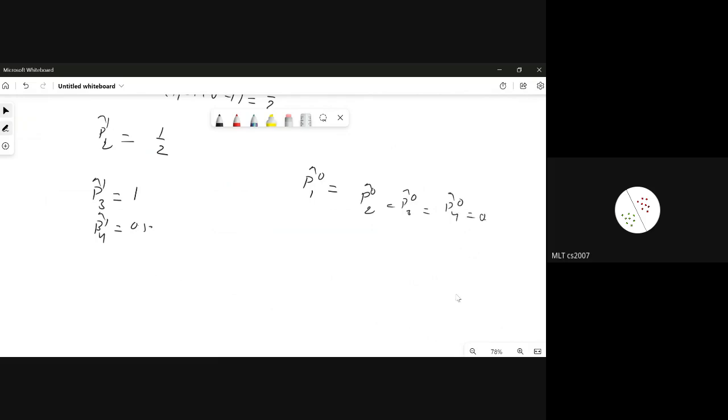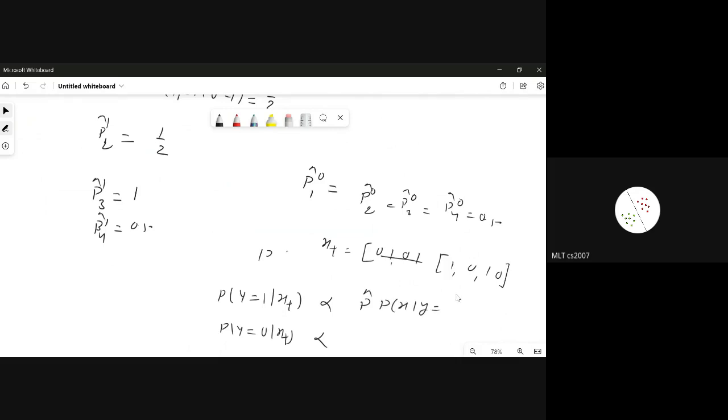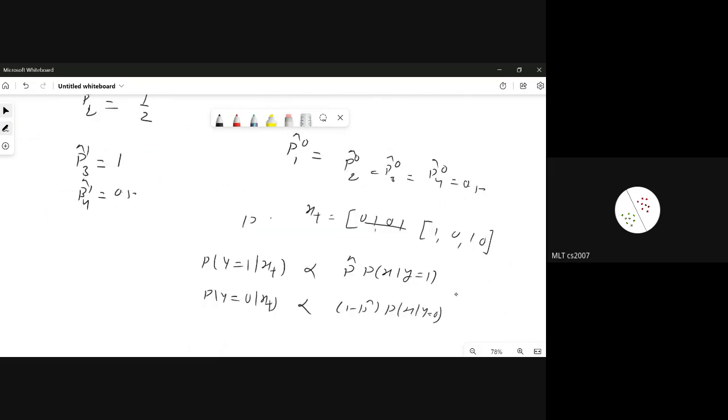Right. So now you have to find the prediction for the data point. X test is 1, 0, 1, 0. Okay. So what you will do, you will find P of y equal to 1 given the X test and P of y equal to 0 given the X test, and I will just find the proportional constant here. So this will be P of y equal to 1, which is p hat, times the probability of x given y equal to 1, and similarly 1 minus p hat times the probability of x given y equal to 0, and these probabilities you can find.